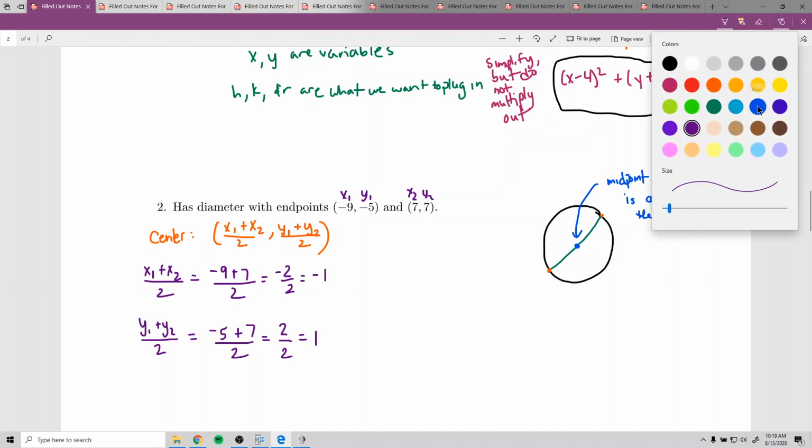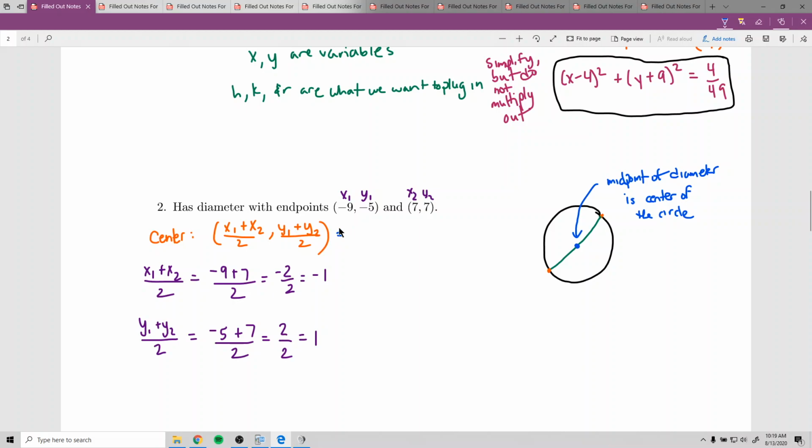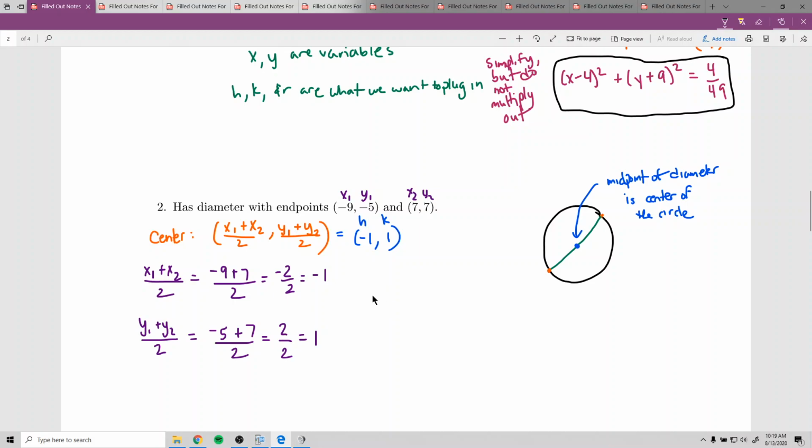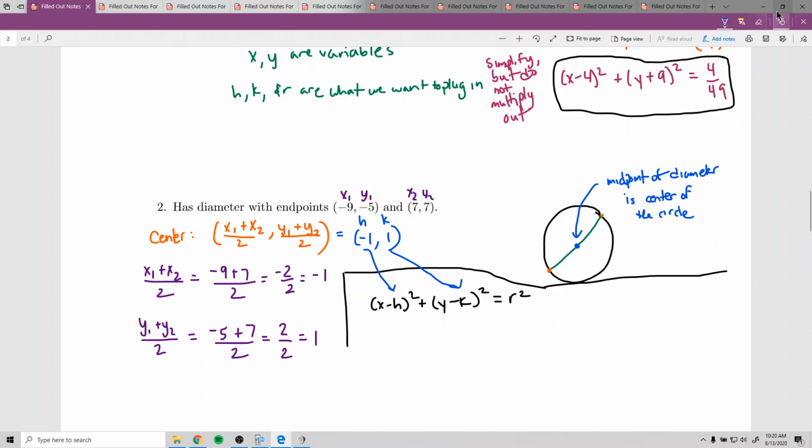Right, so what we have here, we have our center is -1, 1. As far as the letters of our equation go, it's h and k. So h is -1, k is 1. So the equation of a circle, once again, I'll write that down because it's good to write down the formulas when you're learning them. We have x minus h squared plus y minus k squared equals r squared. And now we're going to plug in our h and k that we just figured out. We do this first, then we'll be able to find r next.